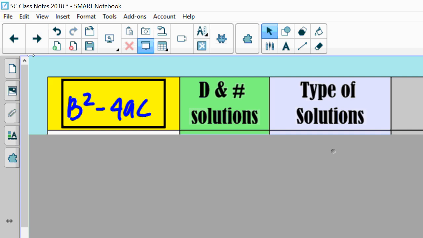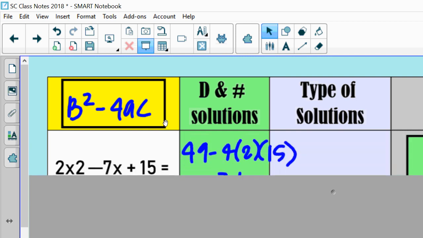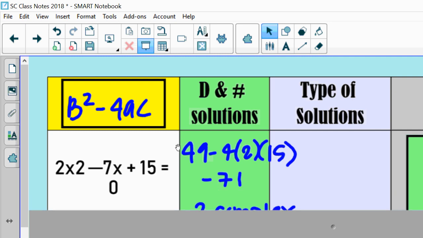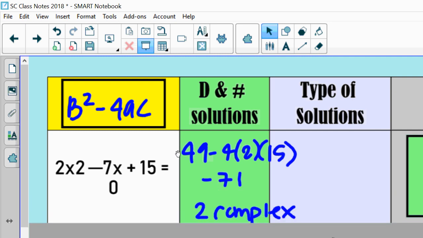So we can try an example that looks like this. This table is looking for the discriminant and the number of solutions in the first column, the type of solutions, and then to find the solutions. Again, the discriminant is just the b squared minus 4ac portion. So my first formula, if I just found the discriminant, would be 49 minus 4 times 2 times 15, which would be a value of -71. So a negative discriminant means I'm going to have 0 real, but 2 complex solutions.